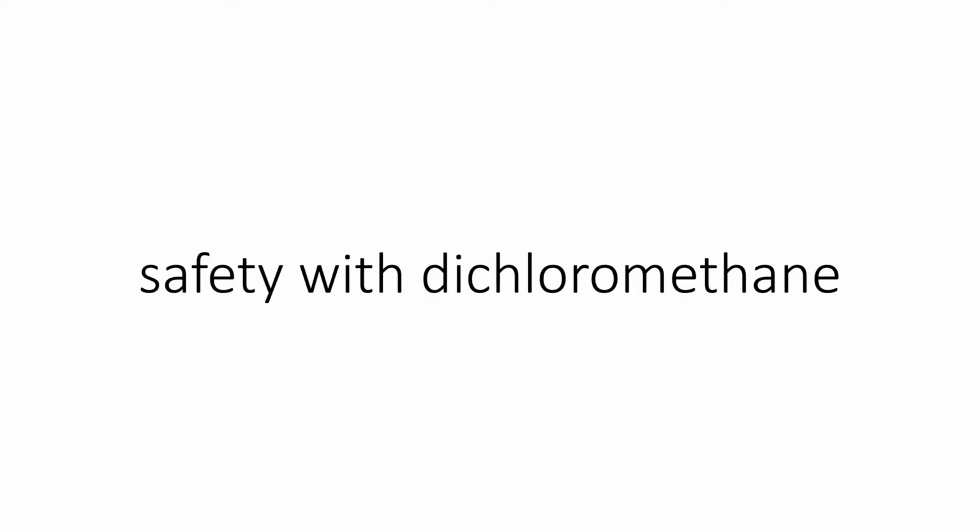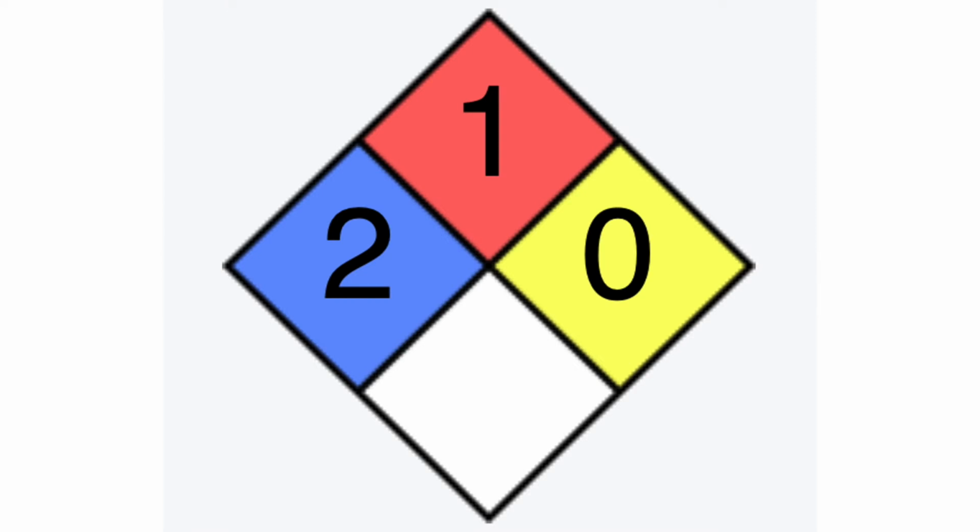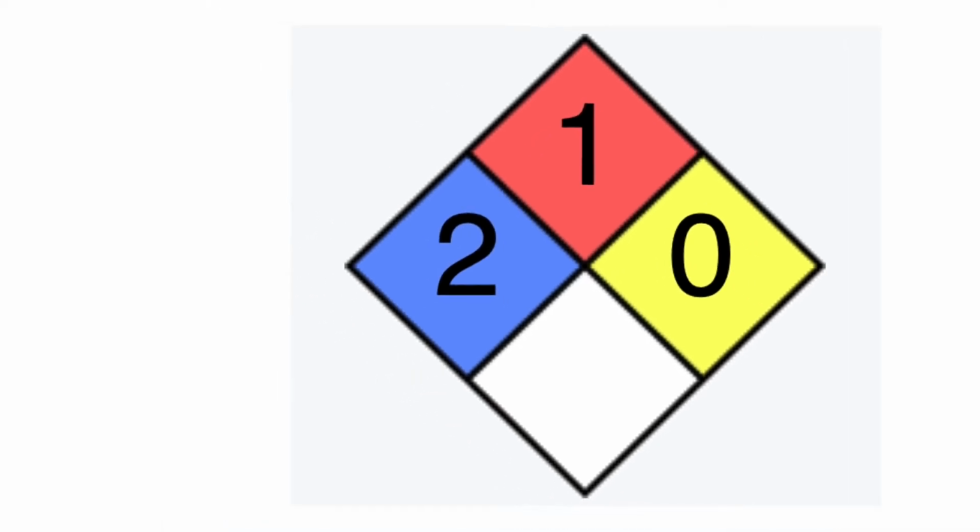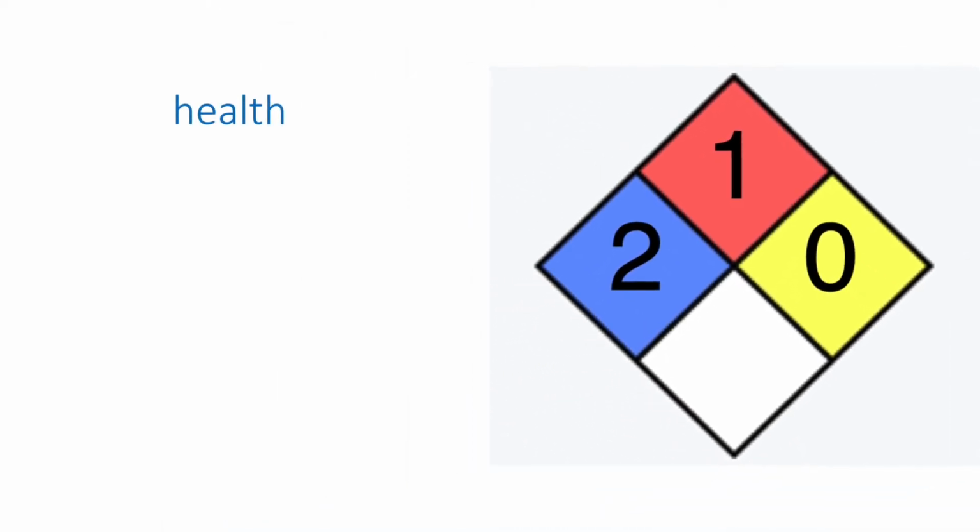Safety with dichloromethane is important. You can summarize the safety issues associated with dichloromethane in these fire diamonds or safety squares. The blue box on the left represents the hazards to your health presented by dichloromethane. It's on a scale from 0 to 4, where 0 means you have no health hazard and 4 means you'll have a quick death on exposure to the molecule.